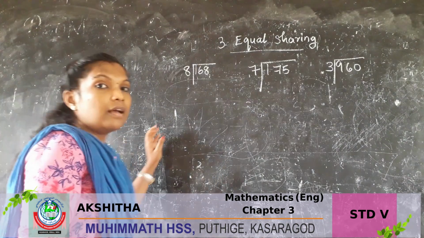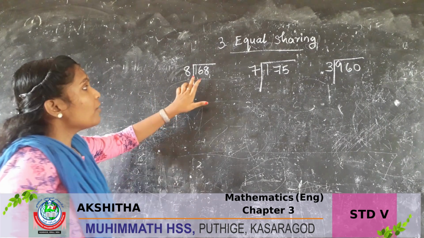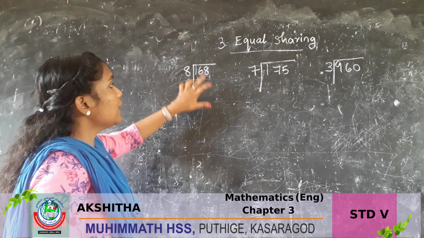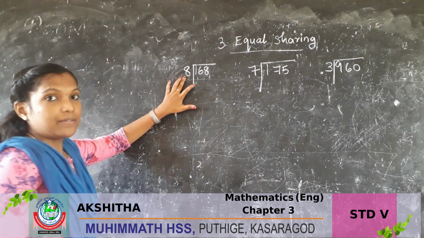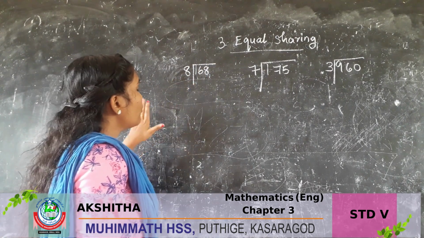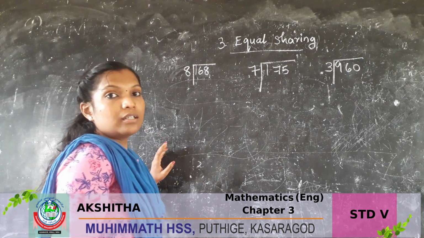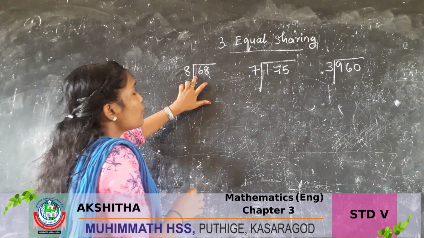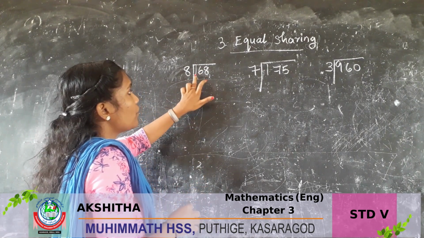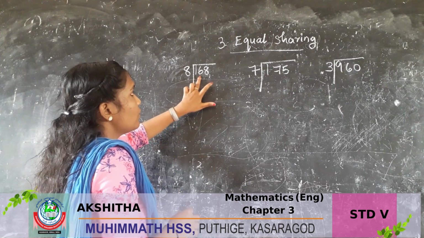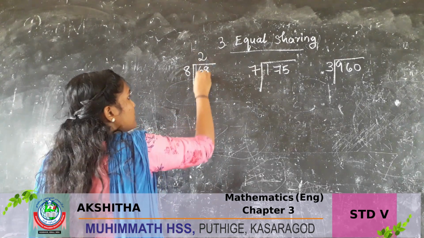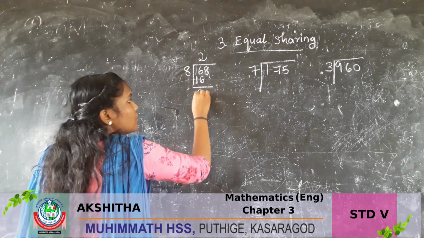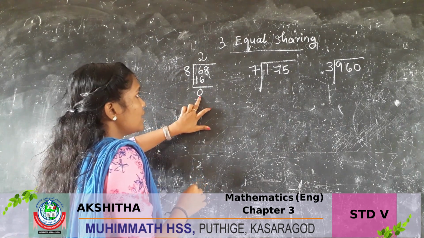Is it clear? Let us see some questions. Here 168 rupees are equally divided among 8. We have to find the amount each gets. Here 1 is a small number, so we should consider the next digit also. 16 now. 8 twos are 16. 16 minus 16 is 0. So we write 0.